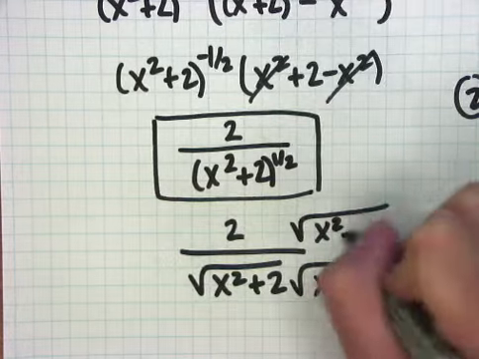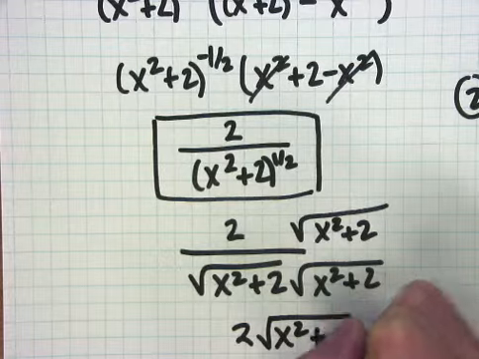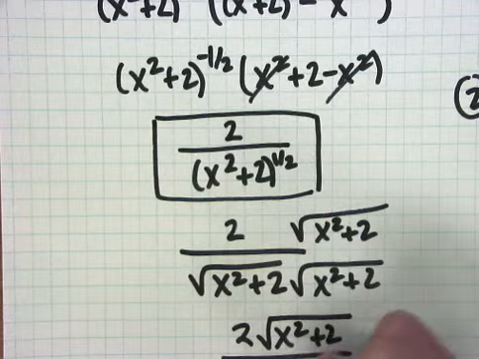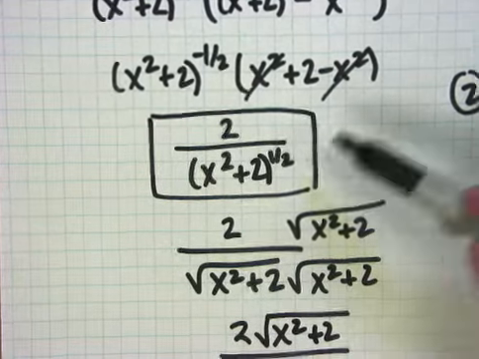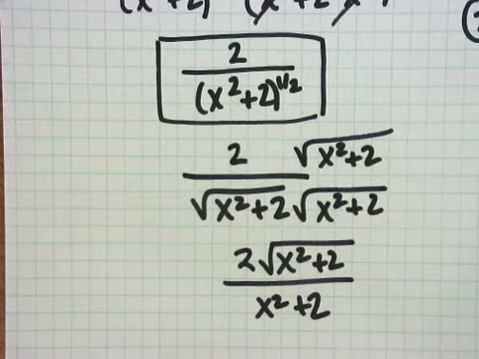Right? Technically, I probably should have said 2 times the square root of x squared plus 2 over x squared plus 2. But if I left it like this, that's fine. Okay. There's one video.